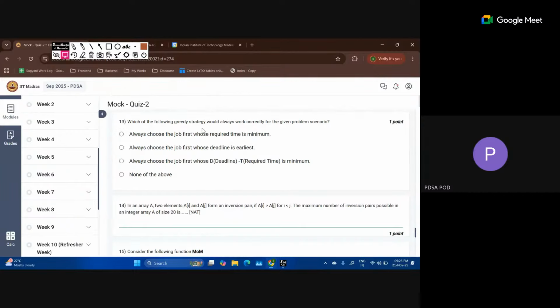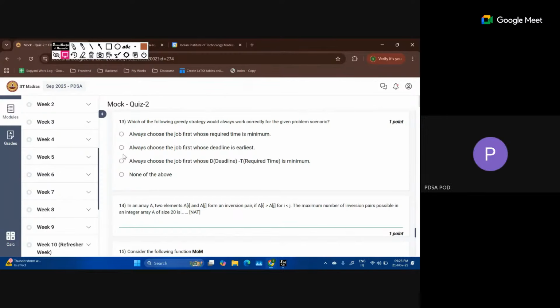Which of the following greedy strategies would always work correctly for the given problem scenario? This is basically what we already discussed. The first step is basically the scheduling, with what scheduling order we should be following, which is the second one, right? Yes, ma'am. I have one question here. Deadline is the earliest. The question is, in which scenario should we pick the first one and the third one?